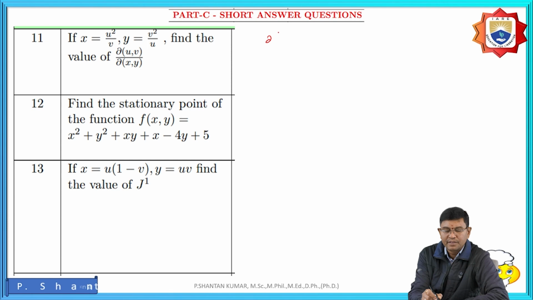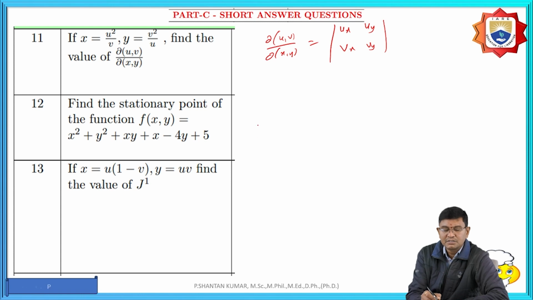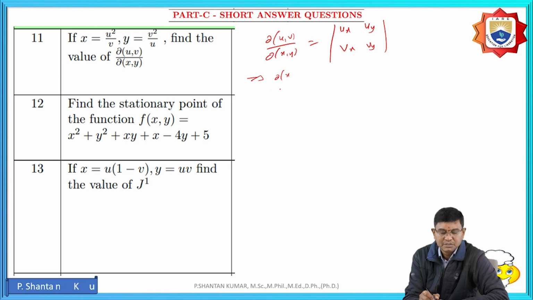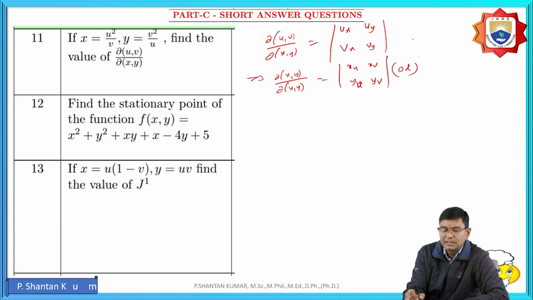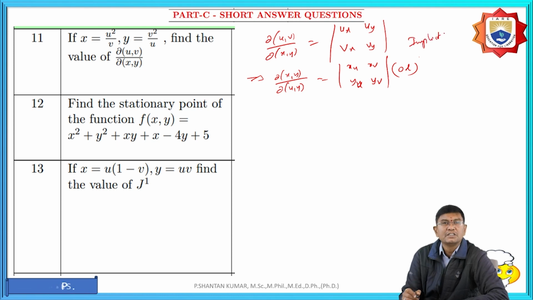Here, dou of u comma v by dou of x comma y, that is the determinant ux, uy, vx, vy. And again, we need to find this one, and after that find the value of dou of x comma y by dou of u comma v, which is the determinant xu, xv, yu, yv. Otherwise, use the implicit formula. We need to find that.